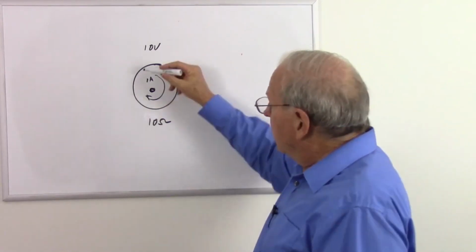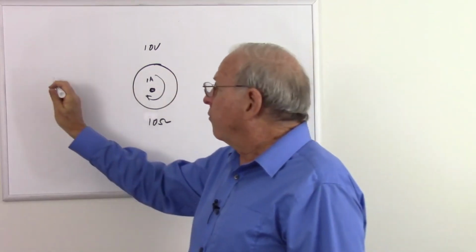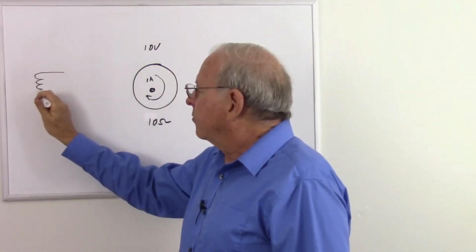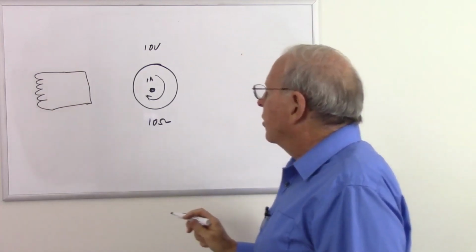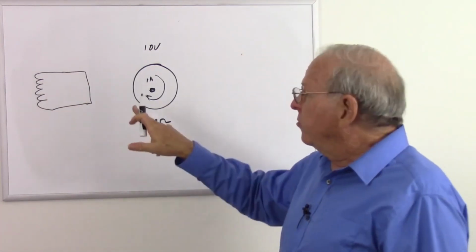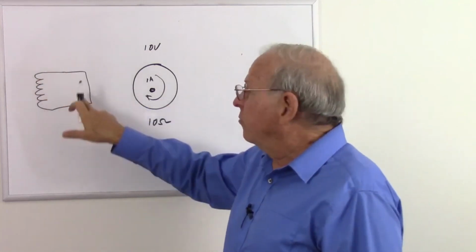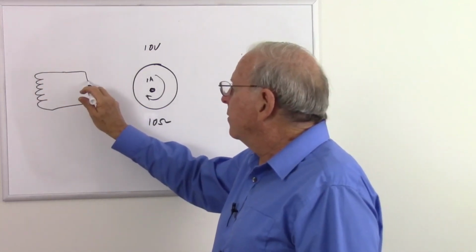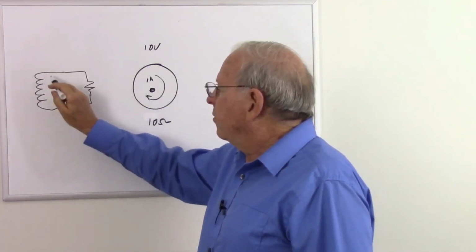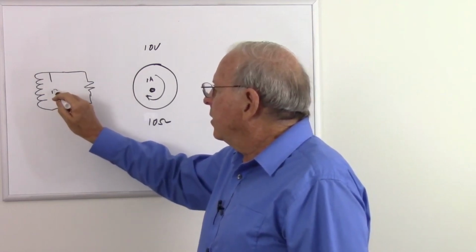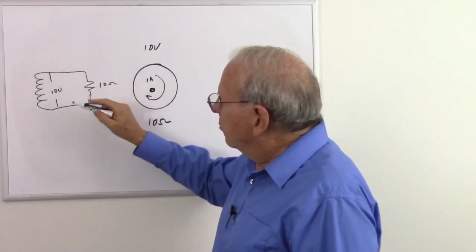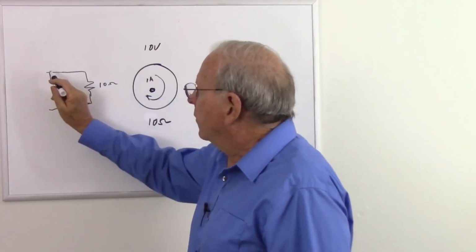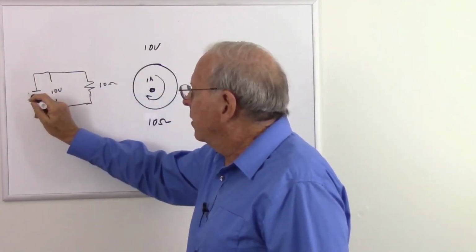Remember that this loop is the secondary of a transformer, so why don't I draw it as that? There's the secondary of our transformer, and it makes a complete loop. But where does the resistance go? It has to go in series with the voltage. So let's put it right here. So here's our 10 volts. There's our 10 ohms. And we just have a regular circuit. In fact, I'm going to eliminate the coil there and just draw it as a battery.